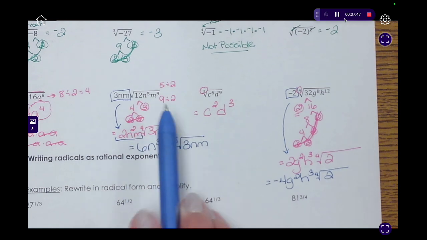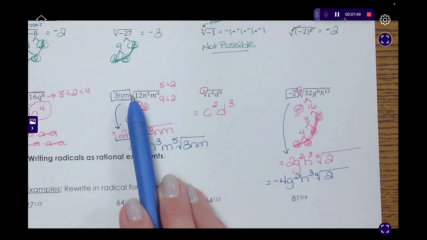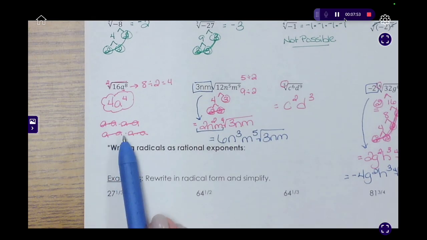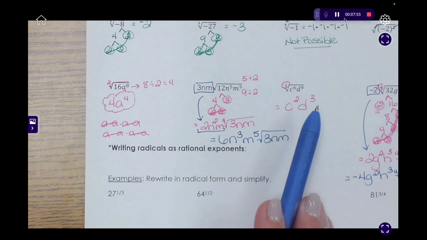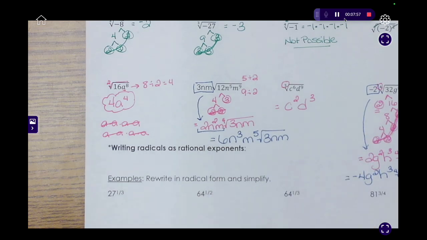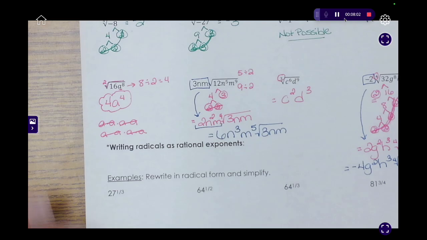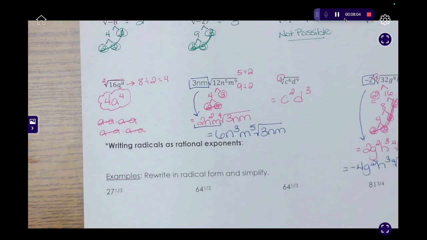And then for your variables, all you have to do is divide by your root, or you can write it out if it helps you that way to see how many pairs, groups of 3, groups of 4, whatever you're looking for. Okay? All right, next concept, we're going to write radicals as those rational exponents. So that's switching from a radical to a fraction and vice versa.